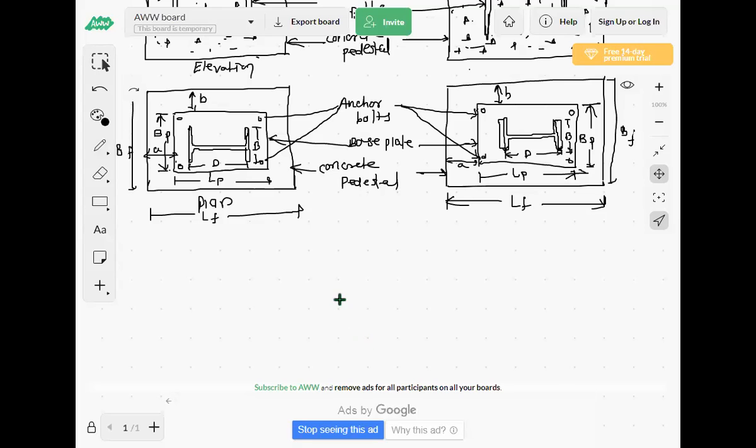So now we will see one by one how to design the slab base and how to design the gusseted base. So we will see the first design procedure for slab base. First we will see how to design the slab base.